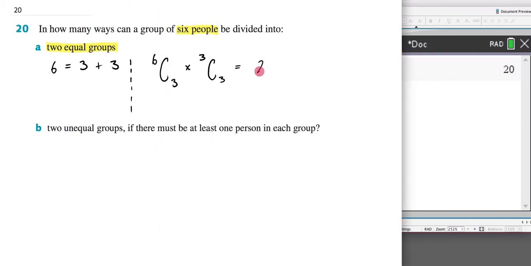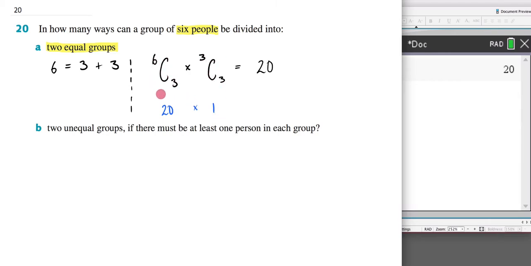It's going to equal 20. The reason is that 6C3 equals 20, and 3C3 equals 1, remembering that when my n and r values are the same, it simply equals 1. So I really didn't need this second step here.